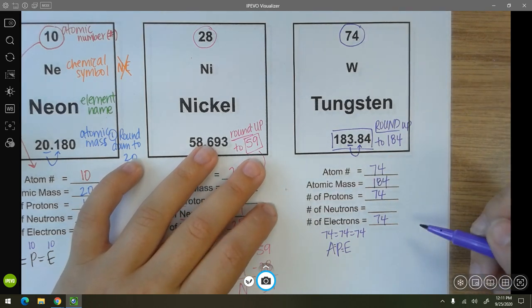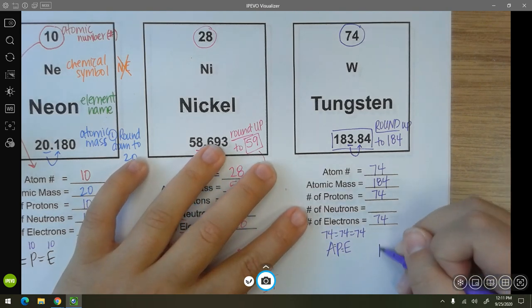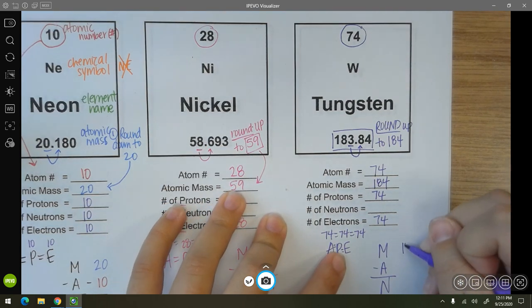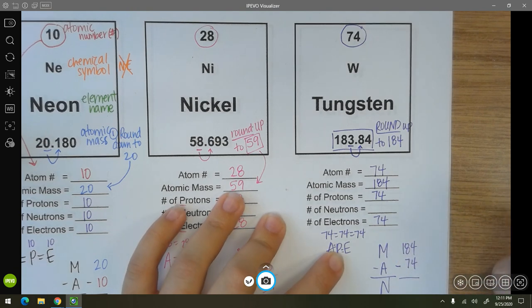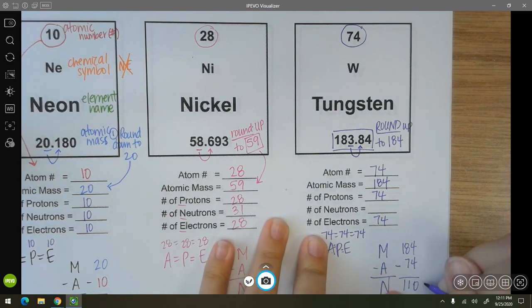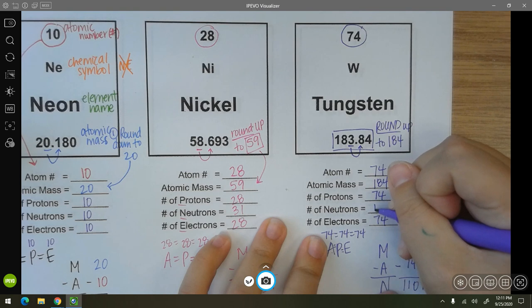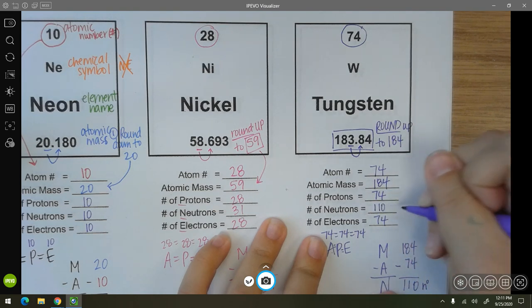But that's not the end, because we need to do man. So we've done APE, now we need to do man. Our mass is 184. Our atomic number was 74. So now we need to find our number of neutrons. So 4 minus 4 is 0. 8 minus 7 is 1. 1 minus 0 is 1. So we have 110 neutrons. 110 neutrons. Okay?